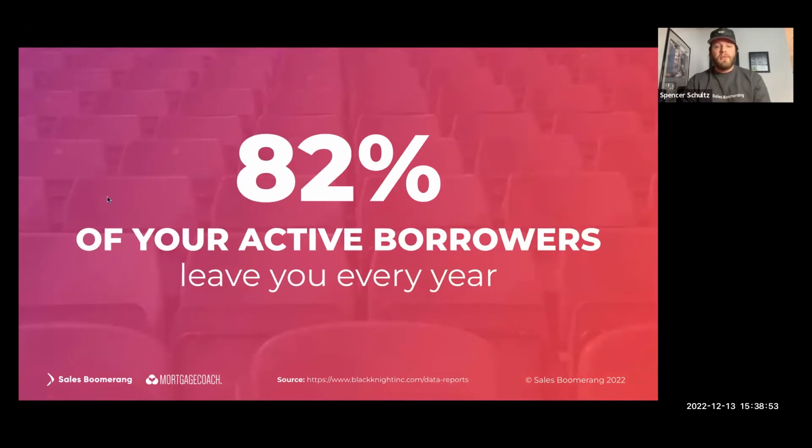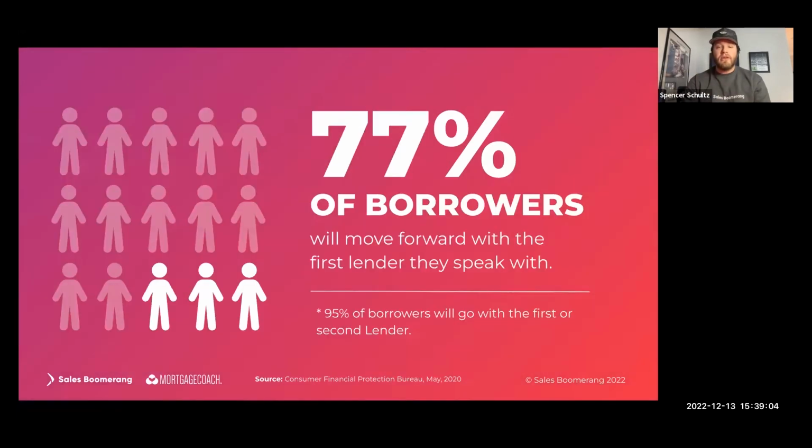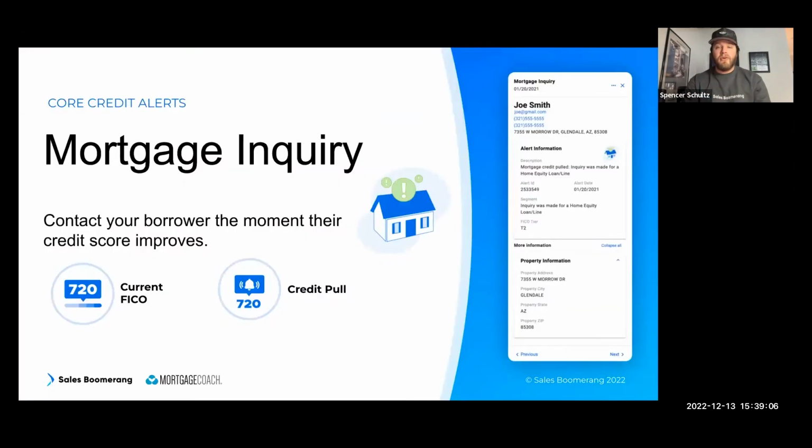And guys, 82% of our borrowers are leaving us every year. How do we decrease that number? How do we increase our retention rate? How do we develop a more consistent pipeline and develop lender for life relationships? We're going to go through here and talk about those examples. Mortgage inquiry, number 1.